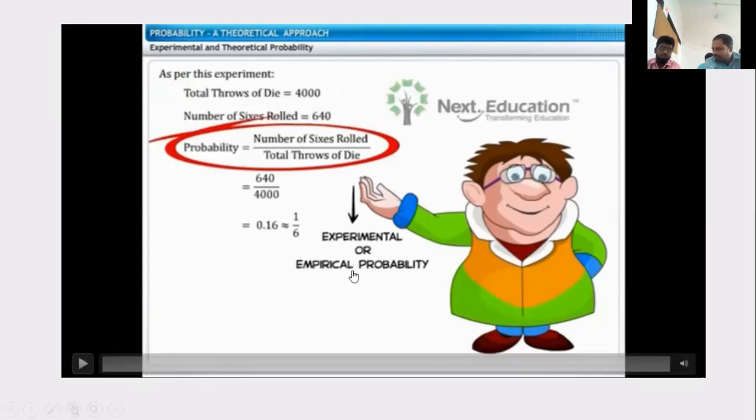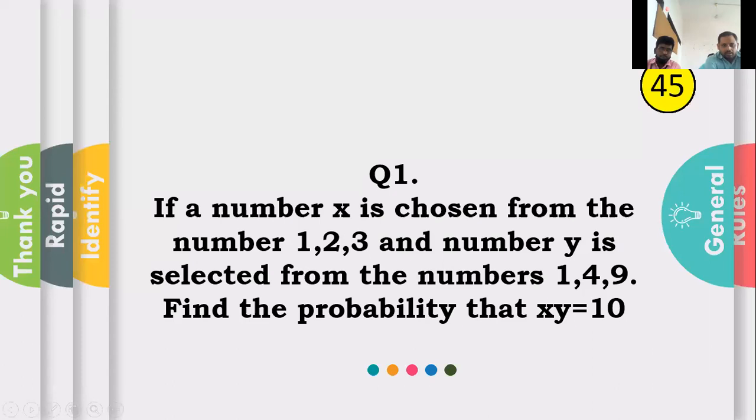Okay, students, greenhouse. Now your first question is, if a number x is chosen from the numbers 1, 2, 3 and a number y is selected from the numbers 1, 4, 9, then what will be the probability that xy equals 10? There was a number x chosen from 1, 2, 3 and another number y selected from 1, 4, 9. You are supposed to find the probability that xy equals 10. Be quick.